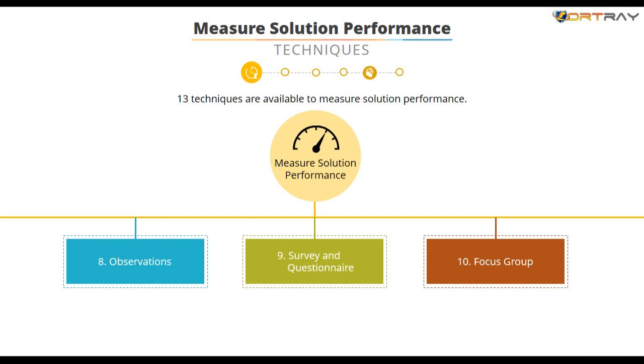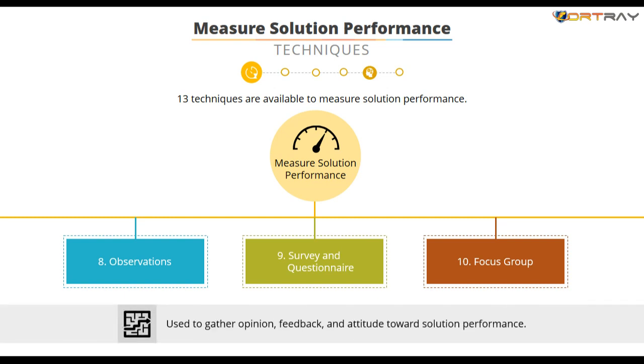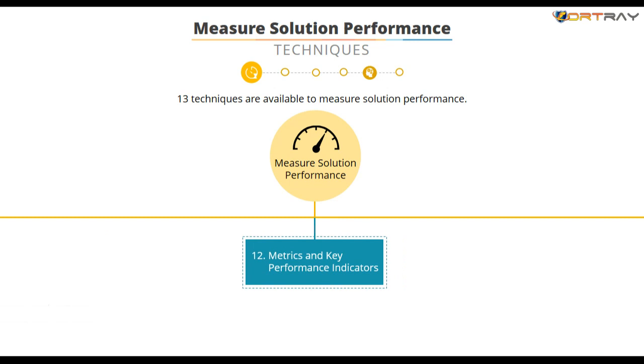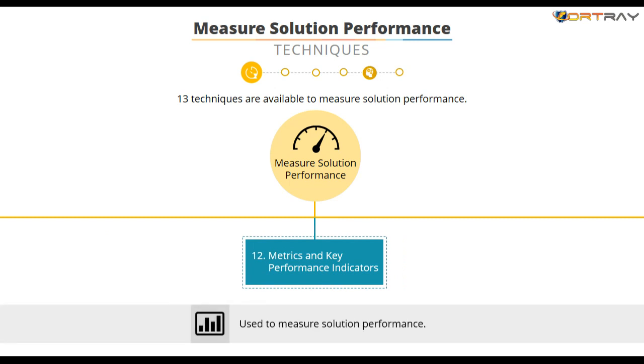Observations, survey and questionnaire, and focus groups are techniques used to gather opinion, feedback, and attitude towards solution performance. Prototyping is used to simulate the solution to determine solution performance. Metrics and key performance indicators, or KPIs, are used to measure solution performance. Vendor assessment is used to evaluate and select performance measures of vendors that are to be included in the solution performance assessment.